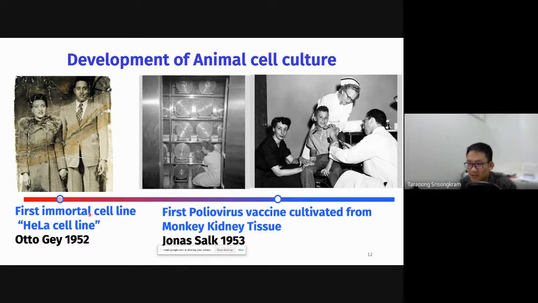And with the immortal cells and the ability of viral infection into the cells, scientists created the poliovirus vaccines based on monkey kidney cells. So here is the culture area where scientists cultured the poliovirus in the cells, and they used that virus as a vaccine to prevent polio infection.